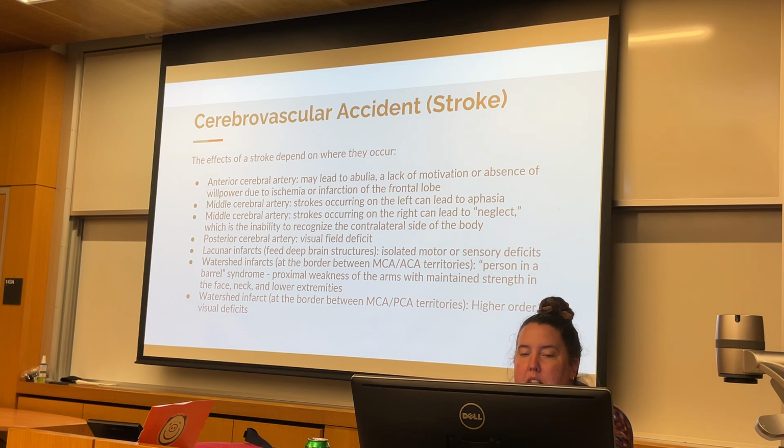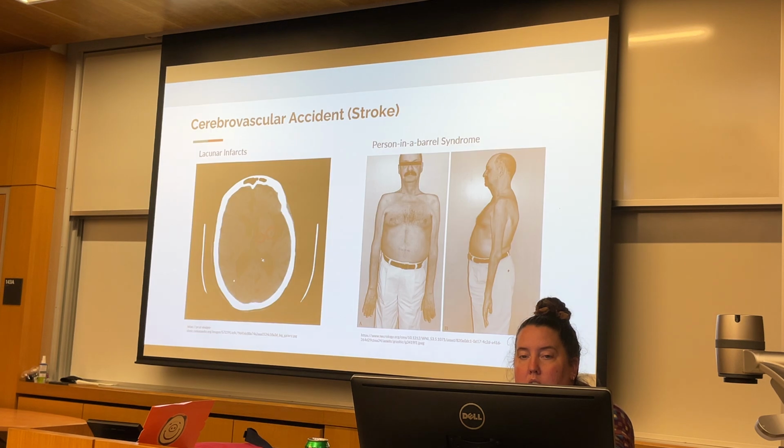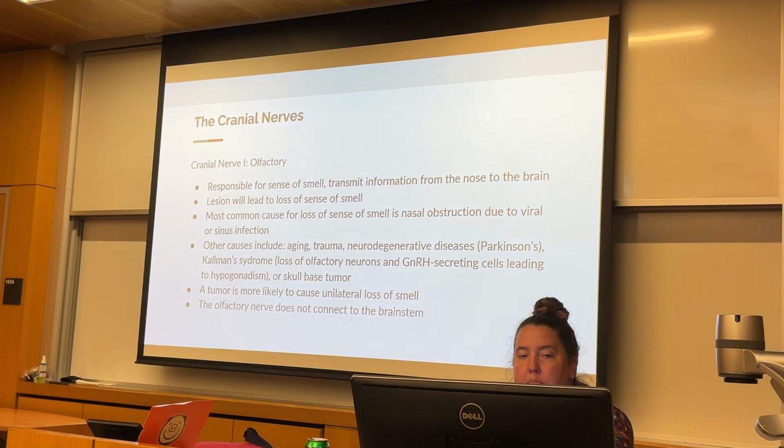Okay? So basically, if I ask you about a stroke in one of these areas listed here, what deficit are we expecting? Or, conversely, if I ask you about the deficit, what area is it taking place in? Okay? This is just kind of a continuation of the last slide.